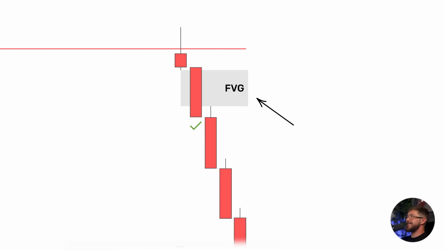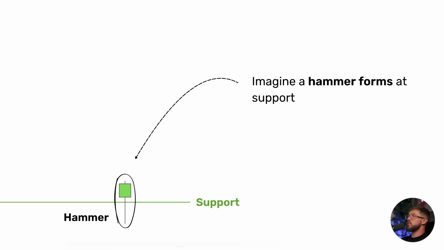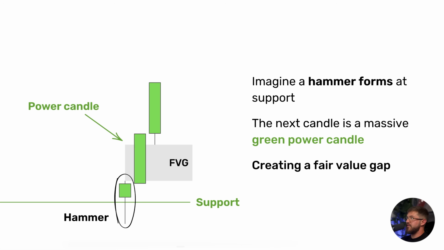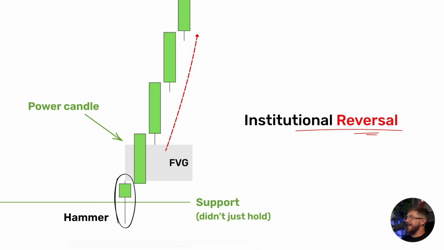But here's what makes these setups incredibly powerful. When you add a fair value gap to that confirmation candle, you're now seeing extra confirmation of the reversal. Imagine a reversal candle forms at a major support level, showing you that sellers got rejected, and the next candle is a massive green power candle that gaps up, creating a fair value gap. What story is that telling you? Well, it tells you that the support didn't just hold, it held with such force that buyers are gapping the price higher. That's not just a reversal, that's an institutional reversal with serious momentum behind it.